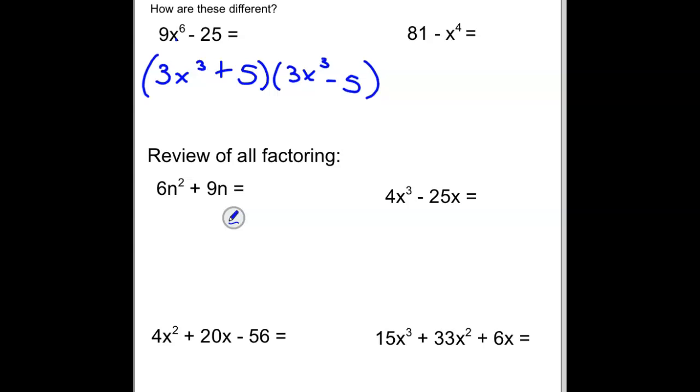Now, our next one here is a little bit different in that we have basically reversed our two terms. We have our constant first, but it is still a perfect square. 81 would get us 9 and 9.